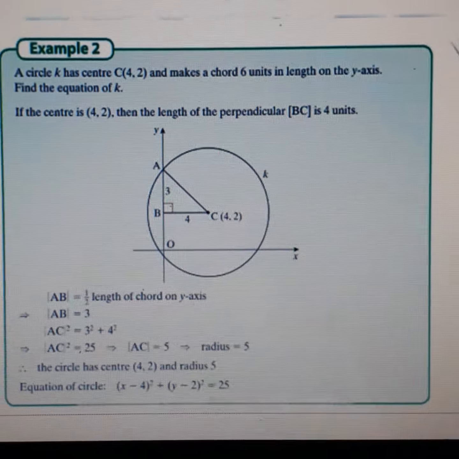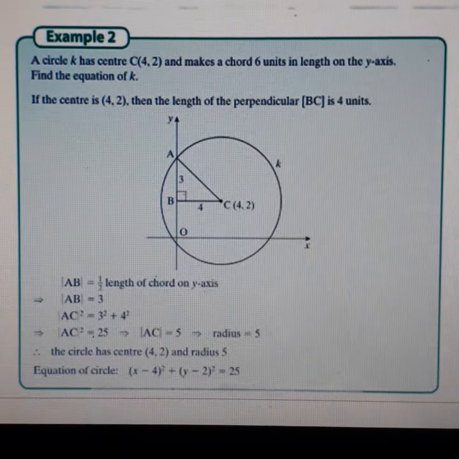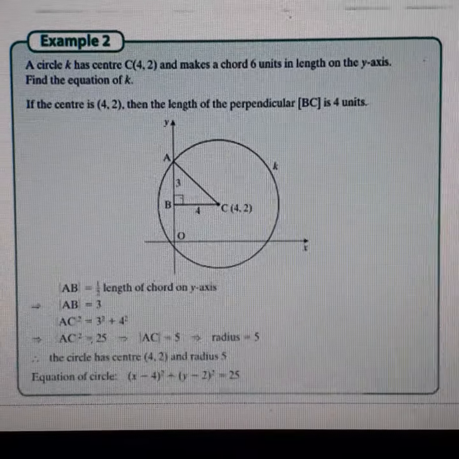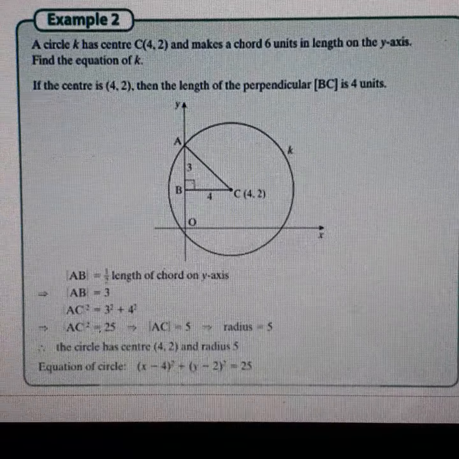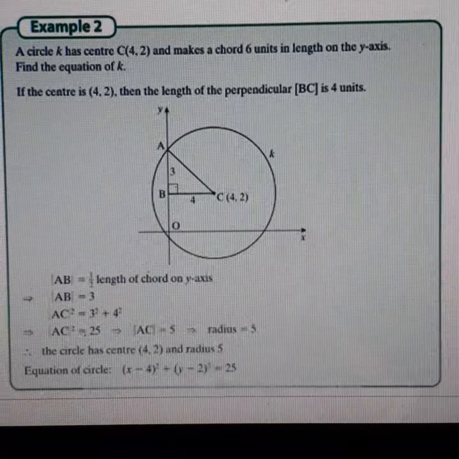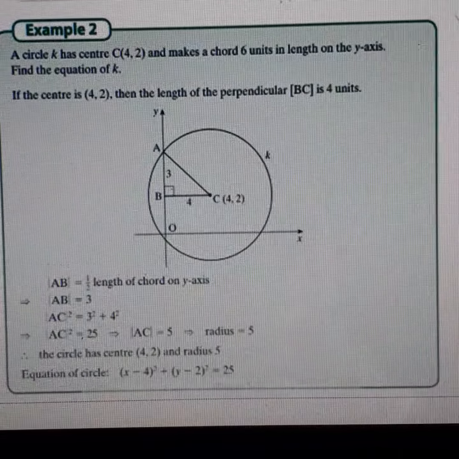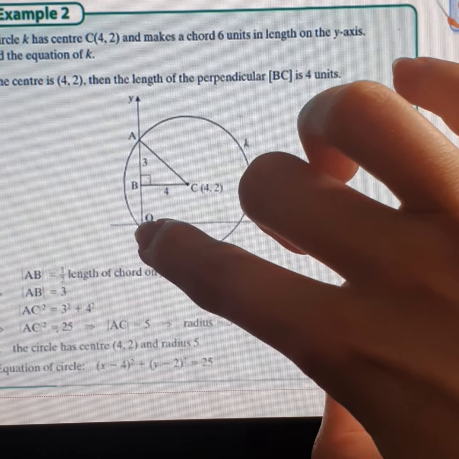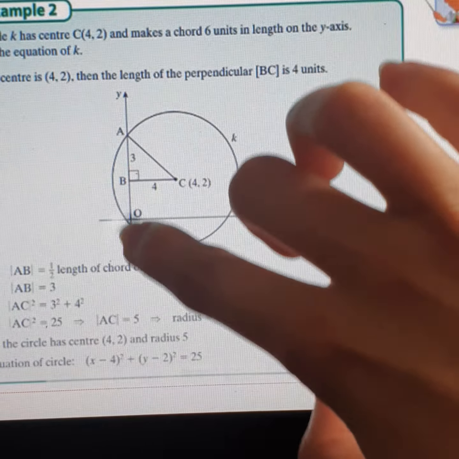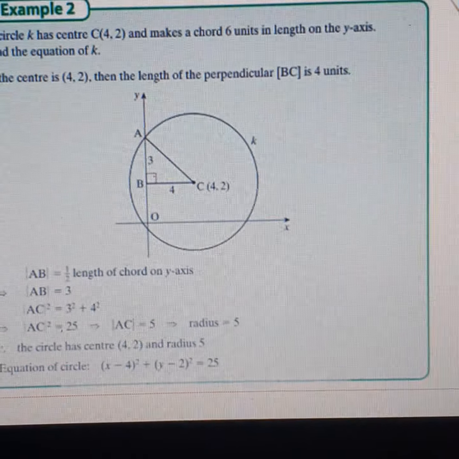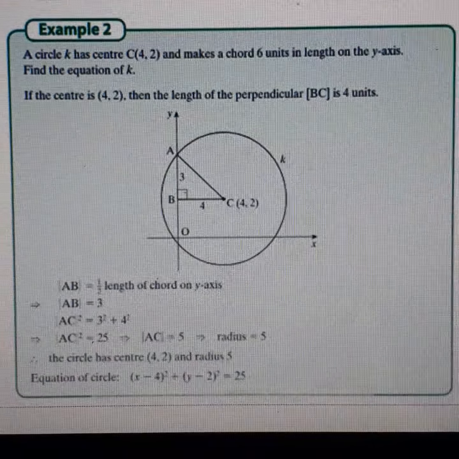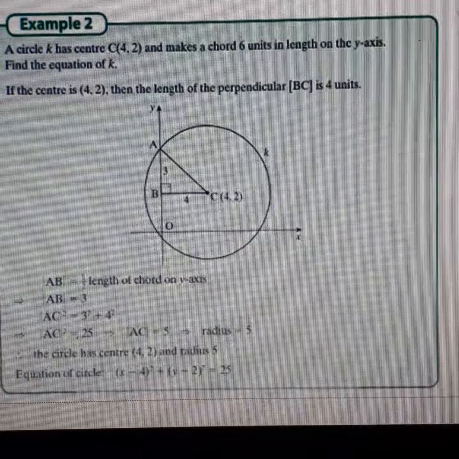Okay, so let's check out this example. A circle K has center 4, 2. Sorry, I don't know why I said 2, 4. It makes a chord of 6 units in length on the y-axis. We can see that the chord passes through the circle at 2 points here. Find the equation of K.